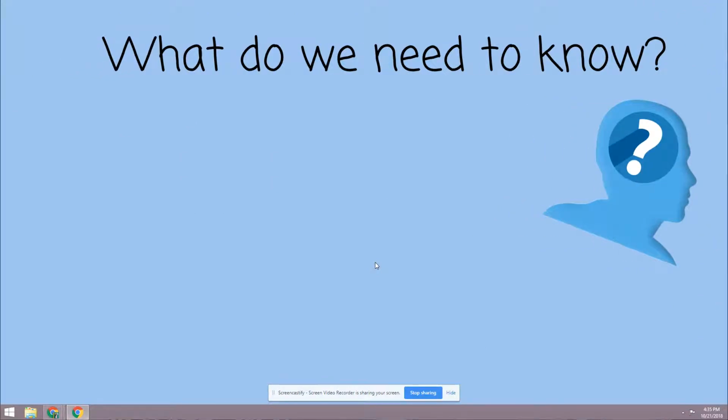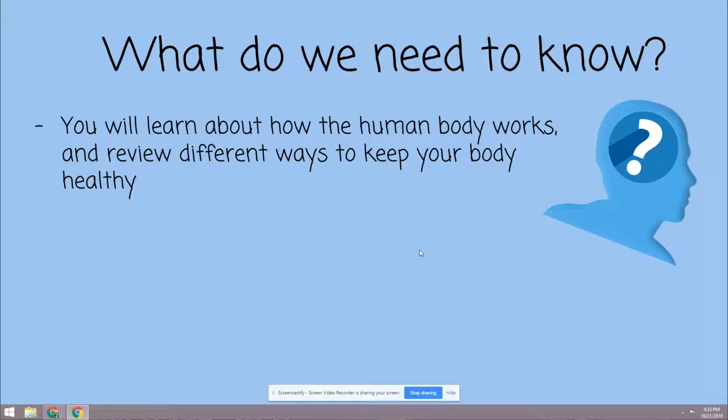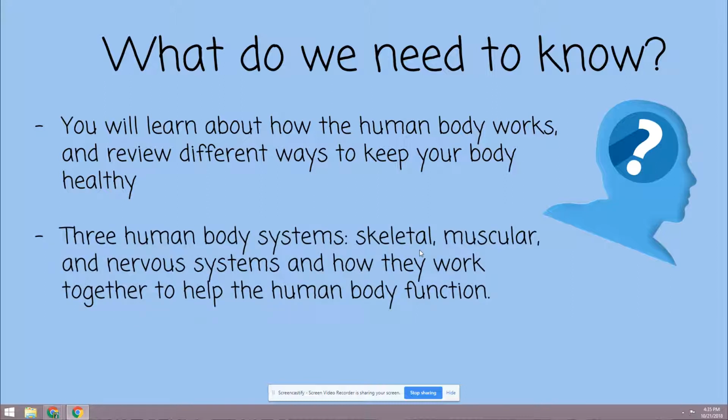Okay, so what do we need to know going into Lesson 1? One of the things you will learn about is how the human body works, and we're going to review different ways that we can keep our body healthy. We're also going to learn that there are 3 human body systems: the skeletal, the muscular, and the nervous systems. And we're also going to learn about how they work together to help the human body to function.